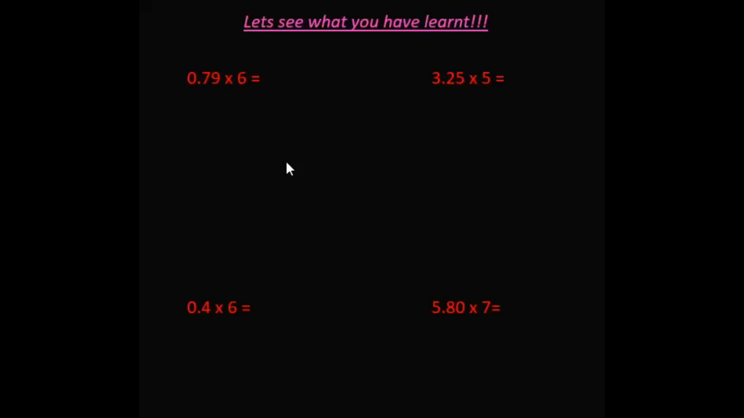Okay, so you guys should be done with these problems. Now I'm going to show you the answers and work them with you. Okay, so 0 and 79 hundredths times 6.